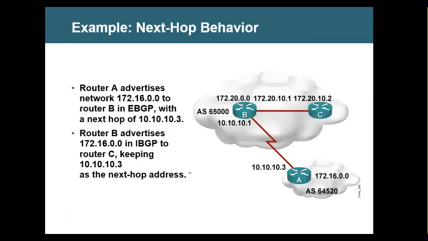Also, we saw the next hop behavior. Router C will find 10.10.10.3 as the next hop in order to reach 172.16.0.0. That is the next hop behavior. Router B will not assign its own address. Router B will simply carry the eBGP address as the next hop while it advertises 172.16.0.0 to router C.